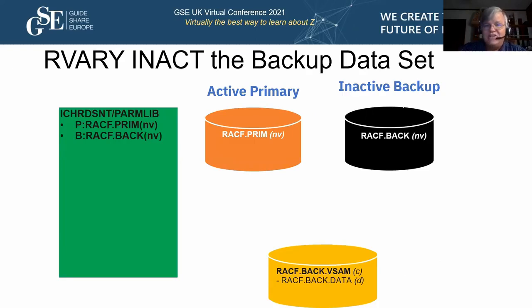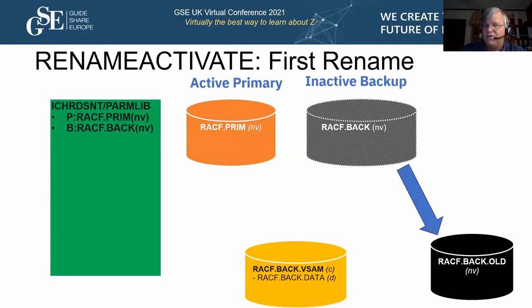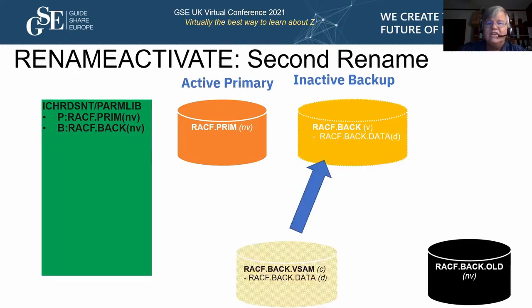So at this point, you've got an inactive backup data set. The next step, running. So now you run UT200 RENAME ACTIVATE. The first rename takes RACF.BACK and sets it to whatever you specified in RENAME ACTIVATE, RACF.BACK.OLD as here. Then we have the second rename, where the SYSUT1 data set is renamed to your RACF backup data set name, RACF.BACK. And oh, look, now RACF.BACK.DATA, we've matched the VSAM convention of the cluster name appended with .DATA is the data component name. So that's our second rename.